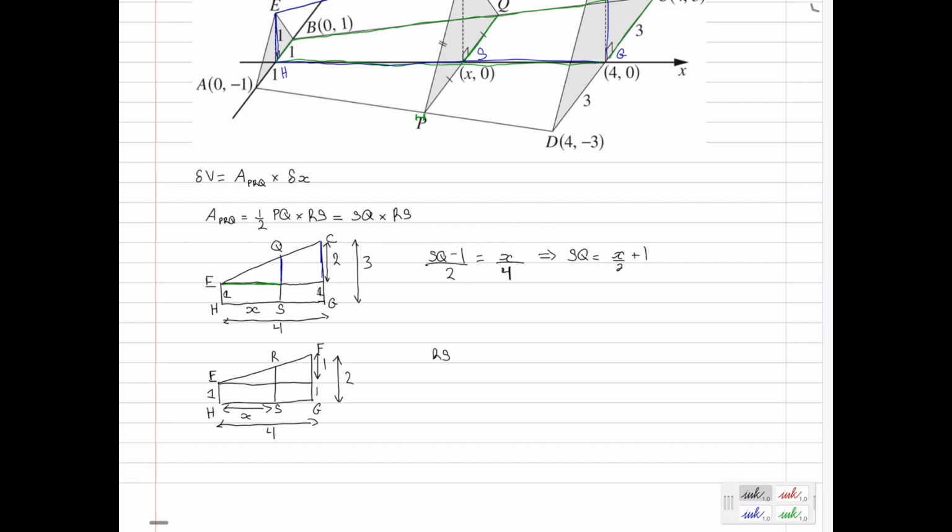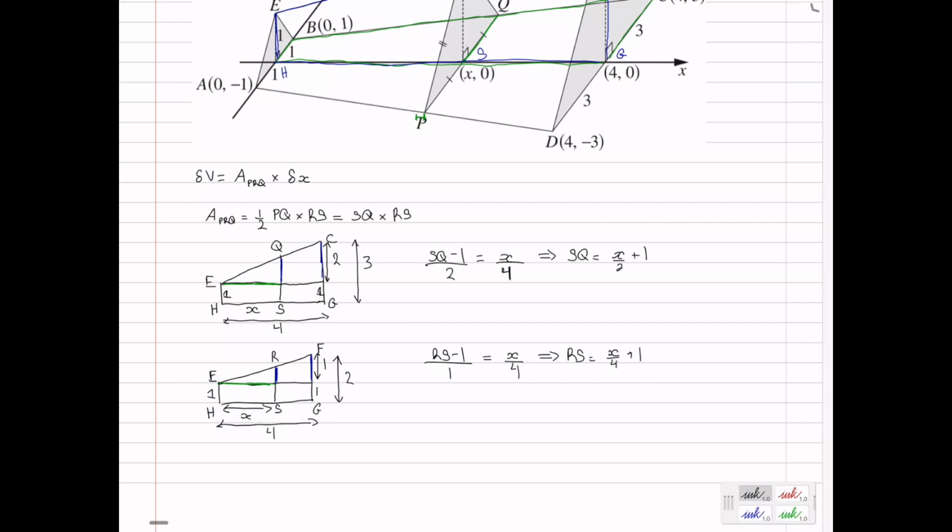Again, by similar triangles, RS minus 1, so this is referring to this distance here, divided by 1, and that 1 is referring to this bit here, should be equal to x divided by 4, in the same way as before. So here is our distance x, and 4 is, of course, the whole length HG. And so I can rearrange that, and I get RS equal to x on 4 plus 1.